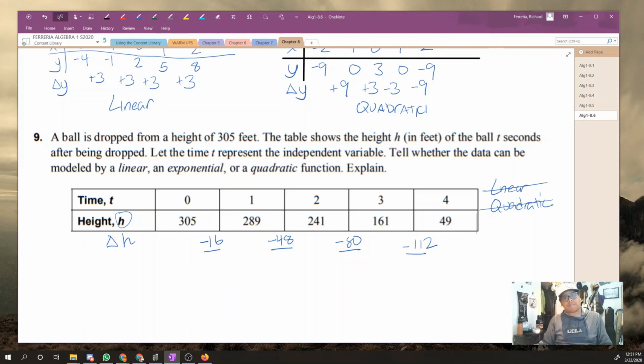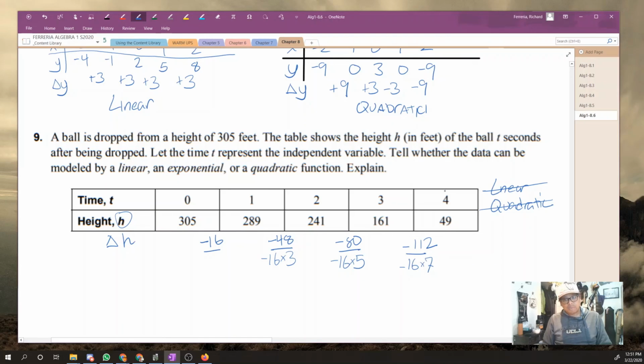Now, the thing that makes me say that this is exponential is the following. Let's take a look at this. How do I get from 16 to 48? Well, 48 is -16 times 3. Okay. How about from 16 to 80? 16 to 80 is -16 times 5. And how do I get from -16 to -112? Well, that's -16 times 7.